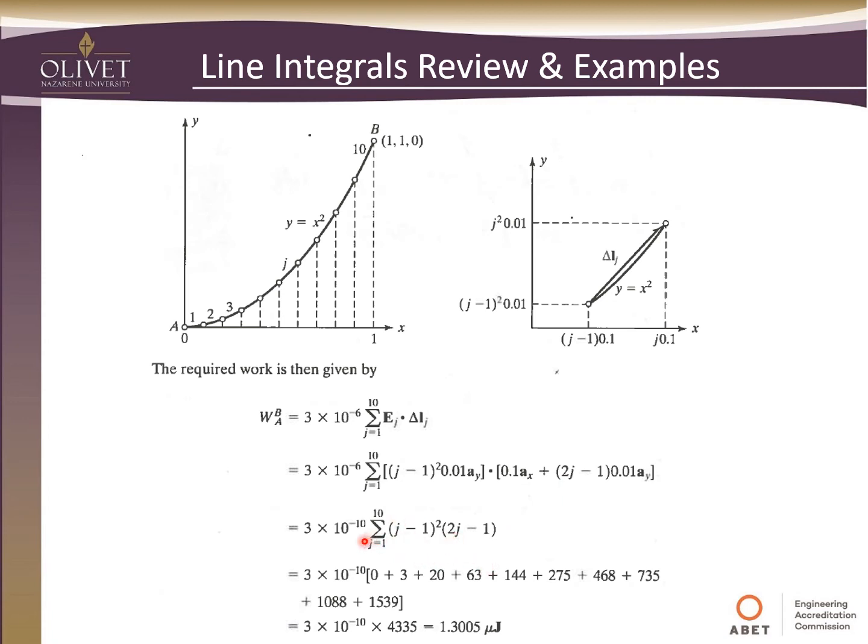So now if we apply this, we can let j go from 1 to 10, and that's what these are, and as we evaluate them, we get these 10 numbers. We can add those numbers up, and we should get 4,335, and we multiply that times 3 times 10 to the minus 10, and that works out to be about 1.3, a little more, 1.3005 microjoules. That's how much work is required if we consider this as 10 separate line segments all the way up.